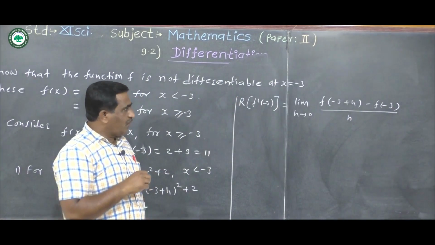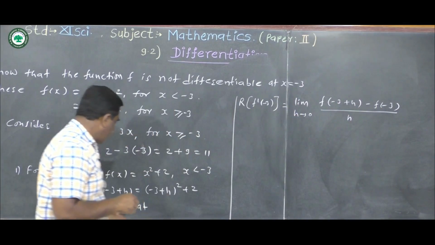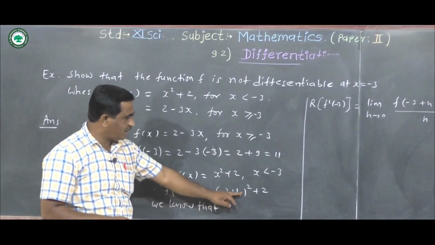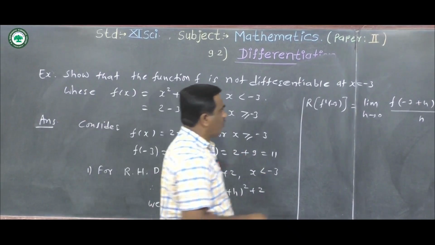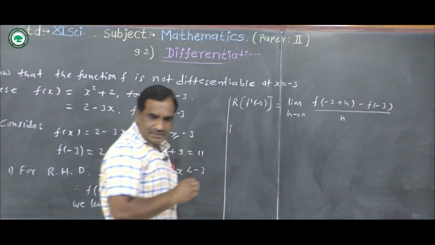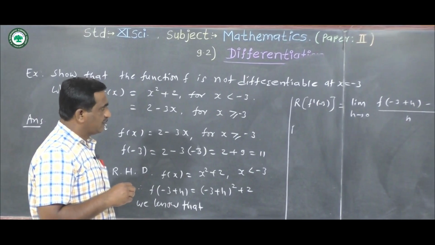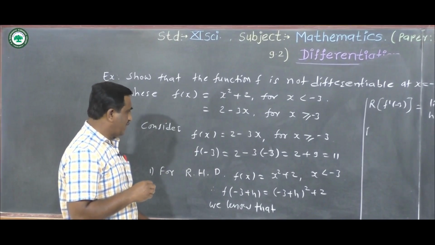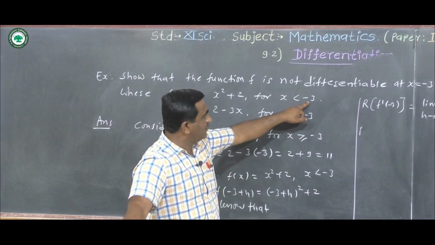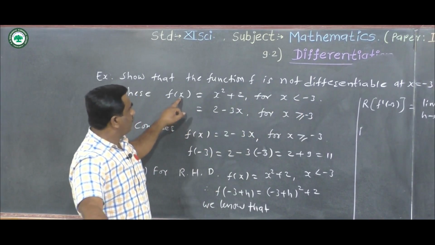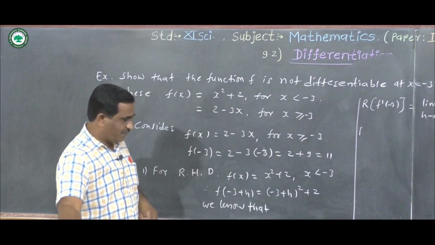Okay. Now here we can put values of f(-3 + h) and f(-3). f(-3 + h) equal to (-3 + h)² + 2, and f(-3) is equal to 11. Now putting these values, we can write here. Now first we have to find here the left hand derivative, x tends to -3. At this, f(x) equal to x² + 2, this is the left hand derivative.